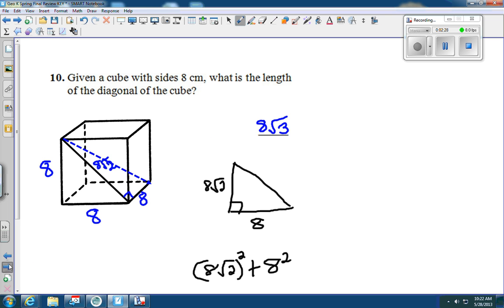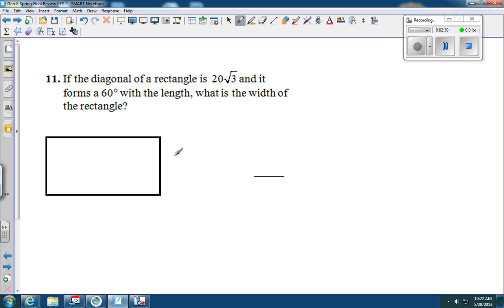Number 11 says if the diagonal of a rectangle is 20 square root of 3, so here's my diagonal, and it forms a 60-degree angle with the length. So here's the length on the bottom, and this is a 60-degree angle. Yes, it's a right angle here, so this is our 30-degree angle. What is the width of the rectangle?